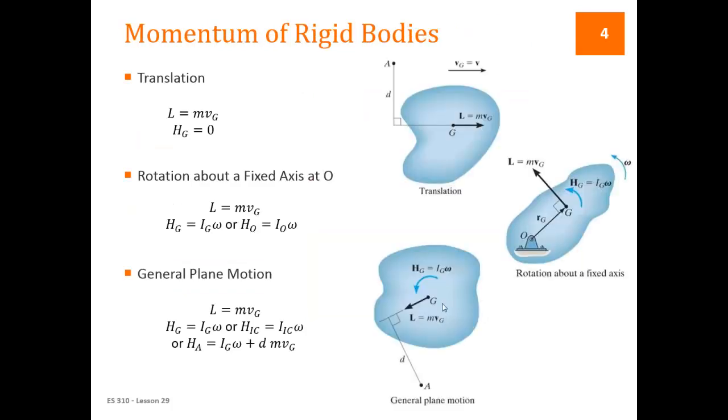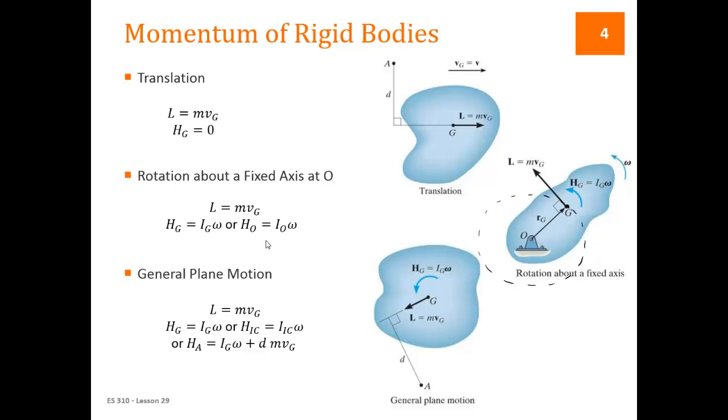With rigid bodies, our equations aren't actually going to change from what they were before. In translation, we still have translational momentum equal to m times v, and rotational momentum equal to zero. If we're rotating around a fixed axis, we have a translational momentum m times vG, because vG is still translating. The direction of that, of course, is along the circle with the radius of the distance from the fixed point.